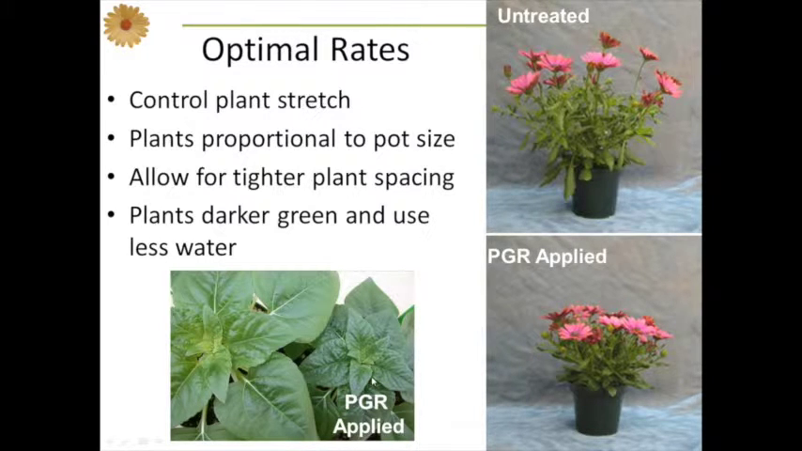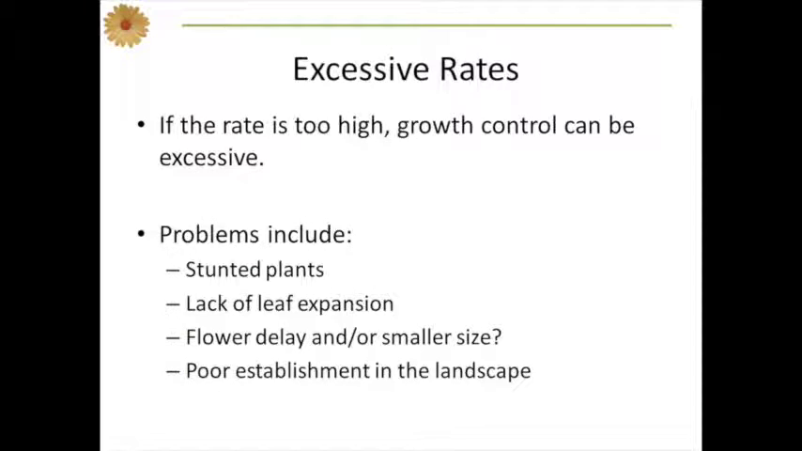Brian talked about how the plants were darker green, and that also improves the appearance of the plant and makes them more saleable. But when that rate gets too high, then you have excessive growth control. It can be an obvious stunting, it can just be a lack of leaf expansion, or you just may have a flower delay or a smaller size of those flowers. Most of the time when we have stunted plants, we also have stunted roots. So we also have issues with establishment in the landscape.